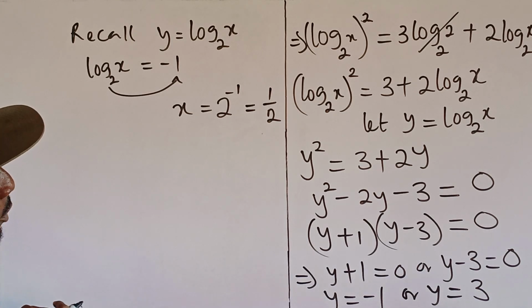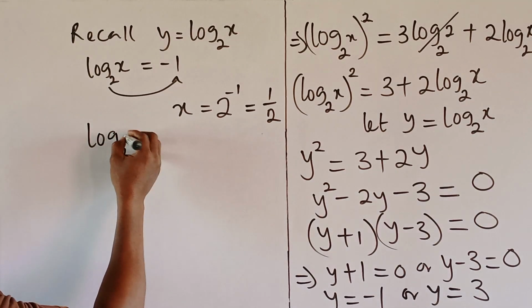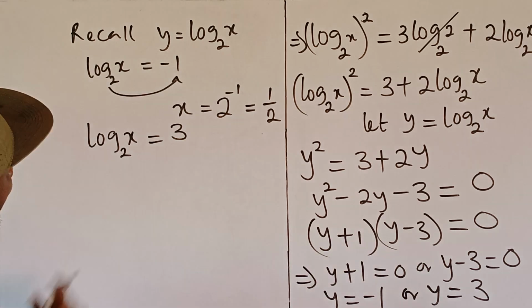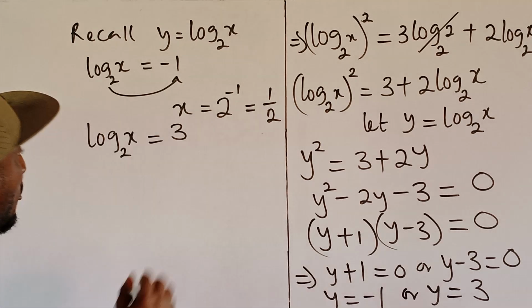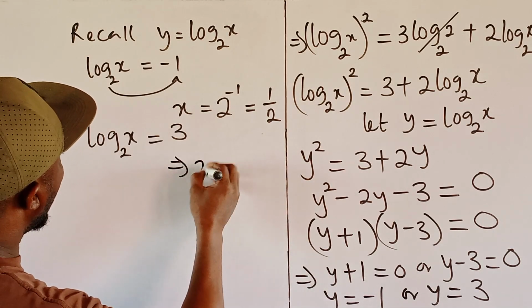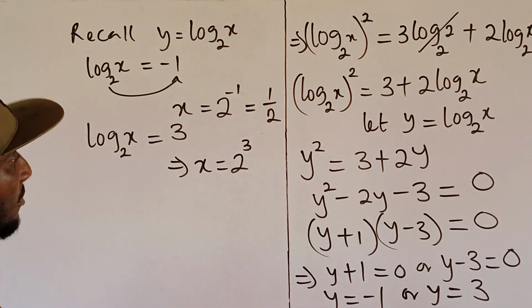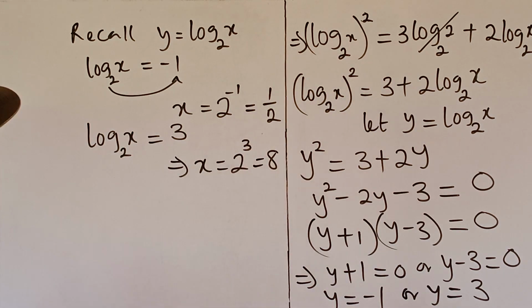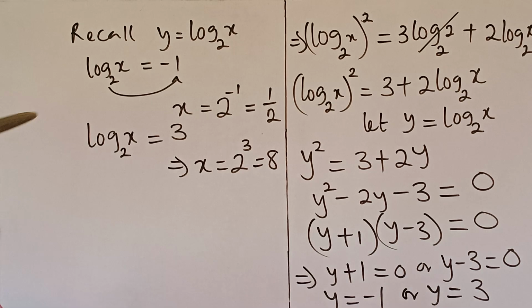Then for the second value of y, which is 3, we're going to have log to base 2 of the argument x equal to 3. If I also transform this logarithmic equation into its exponential version, we are going to have x equal to 2 cubed, and that's going to give us 8. Now, we have two values for x: x equal to 1 upon 2 and x equal to 8.